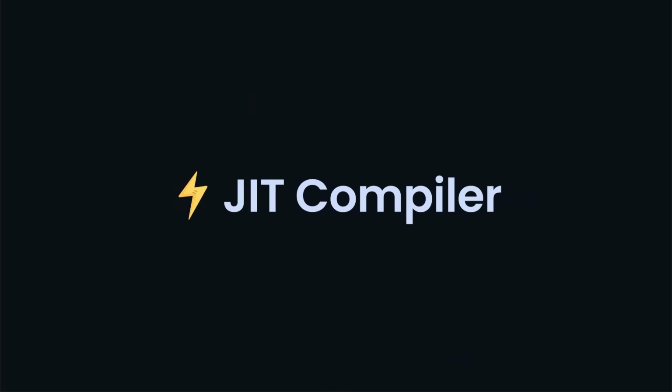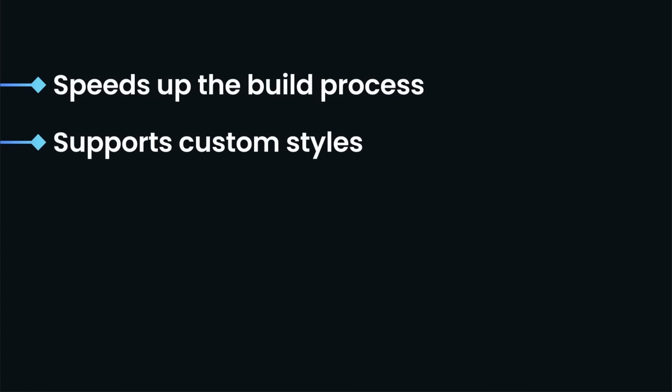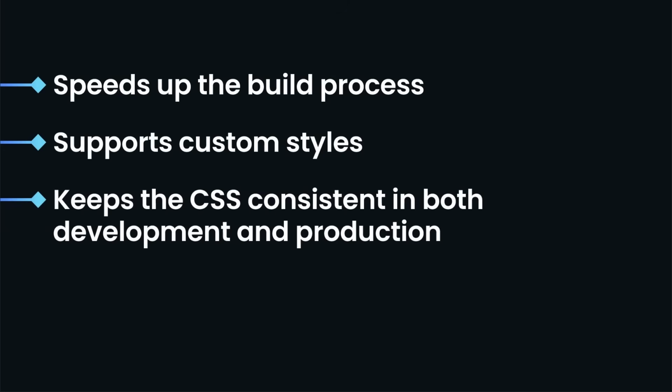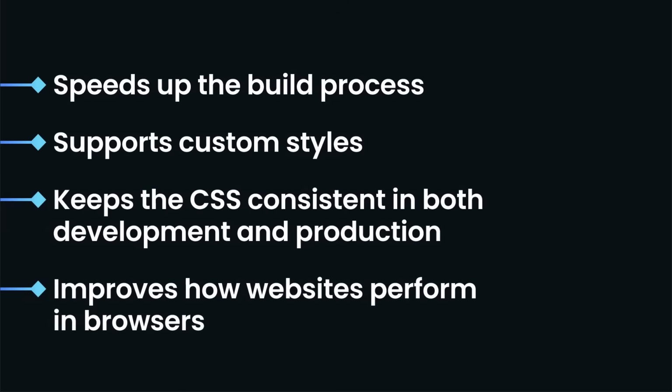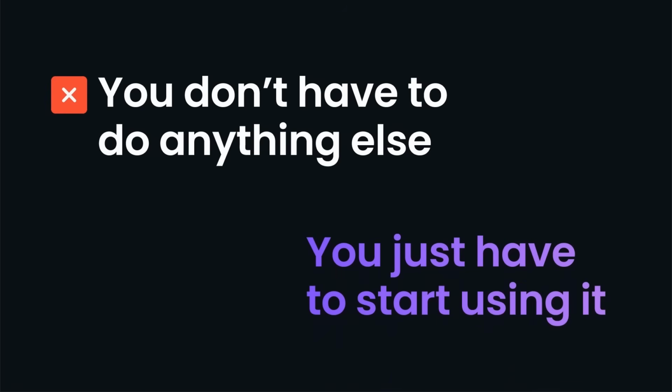The just-in-time compiler speeds up the build process, supports custom styles, and keeps the CSS consistent in both development and production, as well as improves how websites perform in browsers. And the best part is, it's completely built into Tailwind. You don't have to do anything else. You just have to start using it.